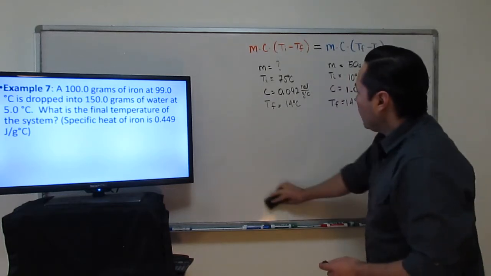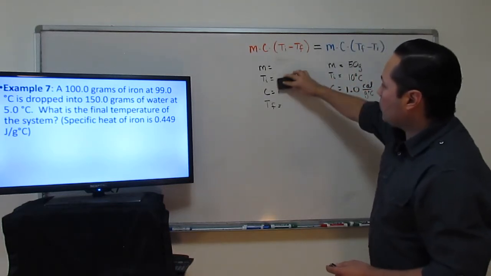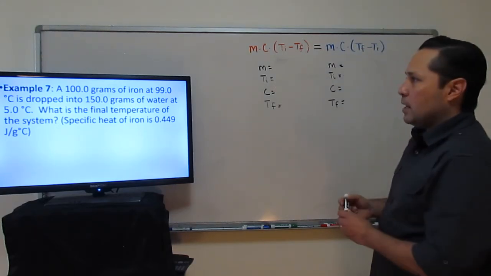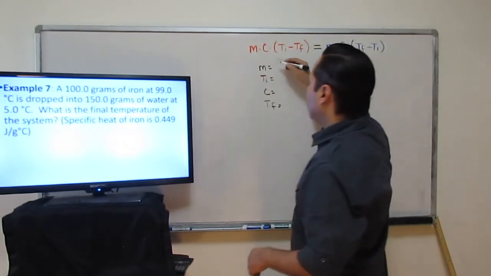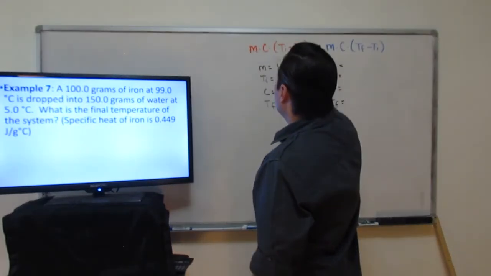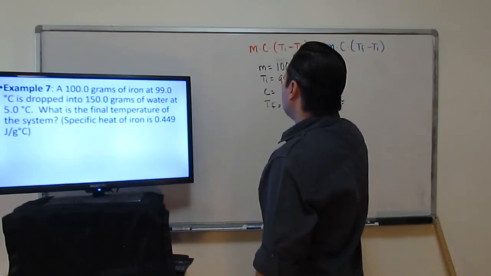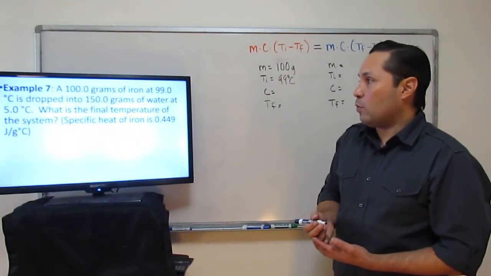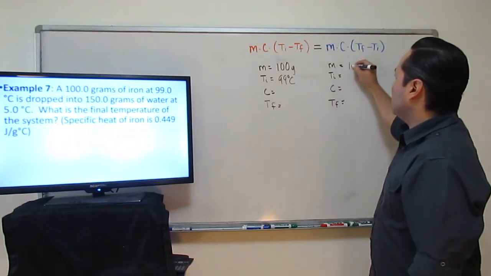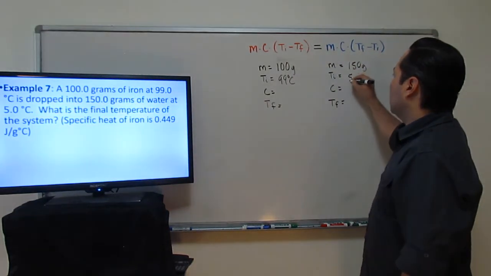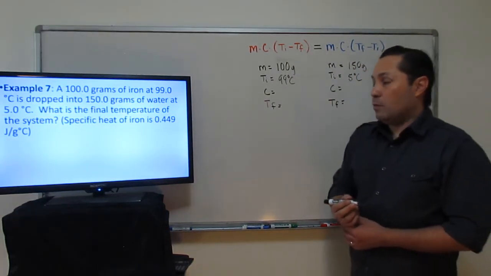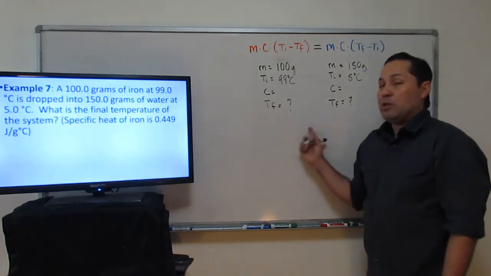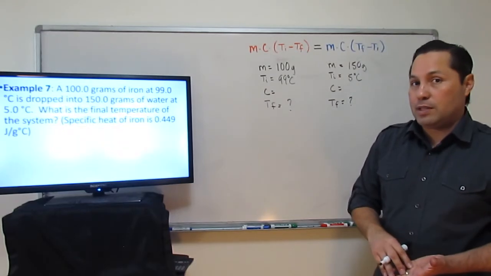All right, so I'm going to write down all the information that's given to us. 100 grams of iron at 99 degrees Celsius. So write that down. Initial temperature, 99 degrees Celsius. Is dropped into 150 grams of water at 5 degrees Celsius. Next, we'll find the final temperature. So I'm going to put question marks on both of those. And remember, it's the same value for both. They both finish with the same temperature.